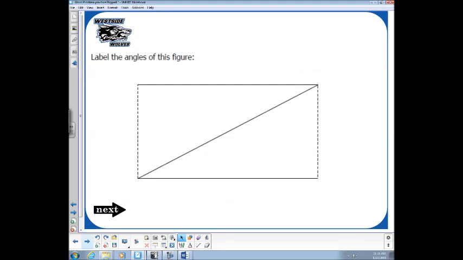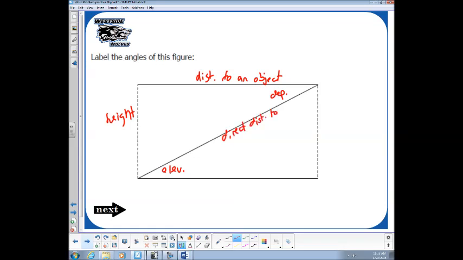So again, we'll go through this here. Here's a little rectangle of the situation. This is the elevation angle. This is the depression angle. We know this is the height. This is the distance to an object. And this is the direct distance to an object. You have to read carefully to see if this number is needed or given to you.